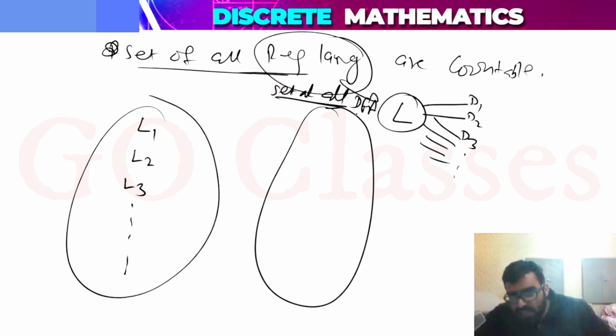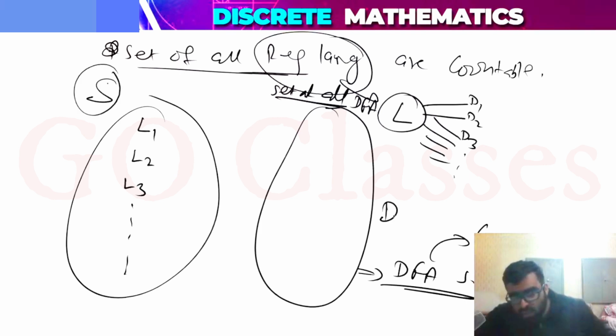I already told you that the set of all DFAs is countable. So this set is countable; you already know this thing. If this is countable, and you have all the DFAs here, I can give you an injective function from this to this. Let's call this set S and this set D. From set S to set D, I can give you an injective function, because for this L1 you have an infinite number of DFAs. Let me take one DFA.